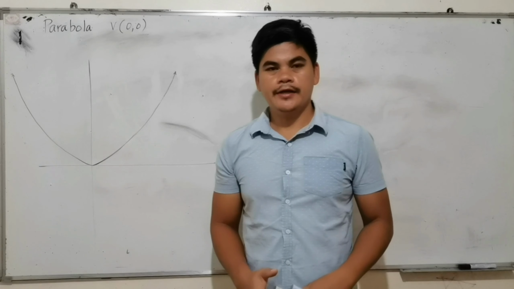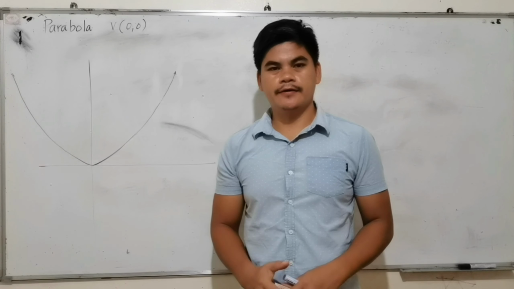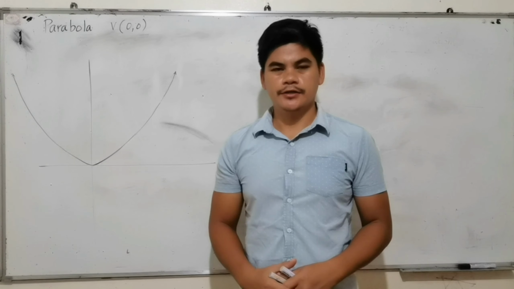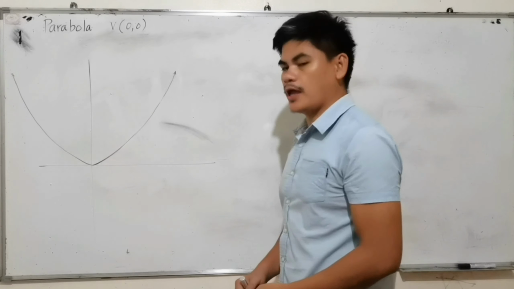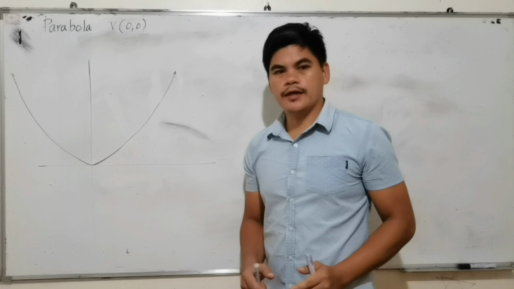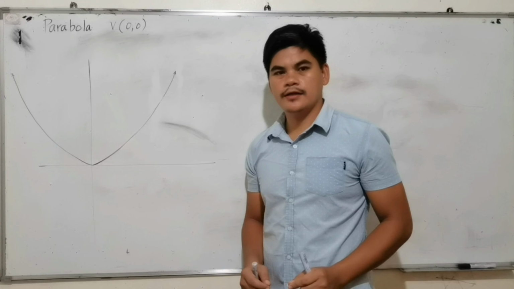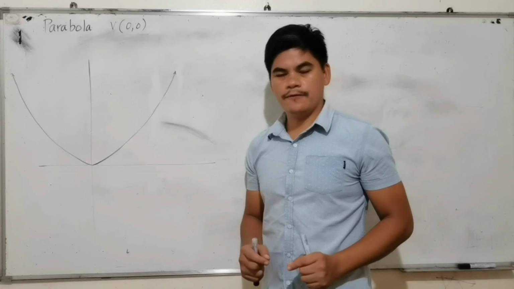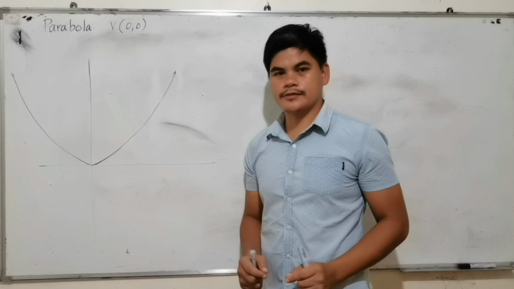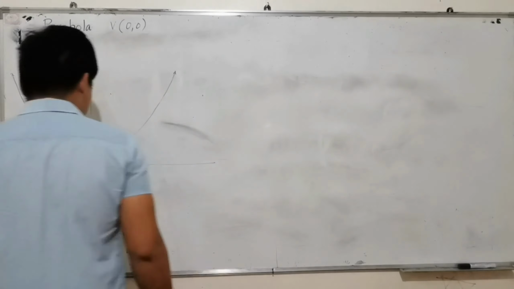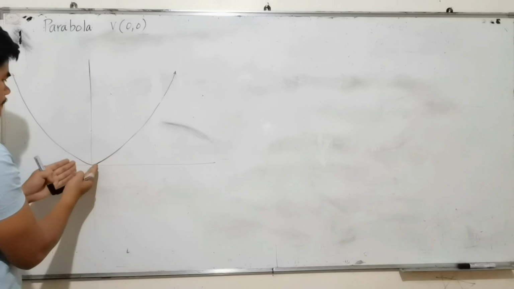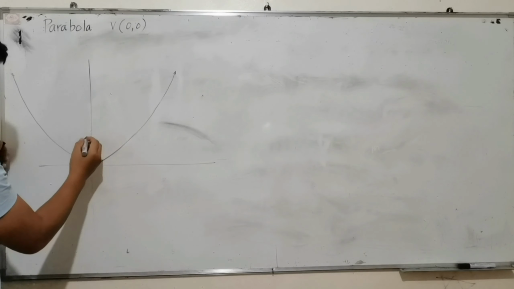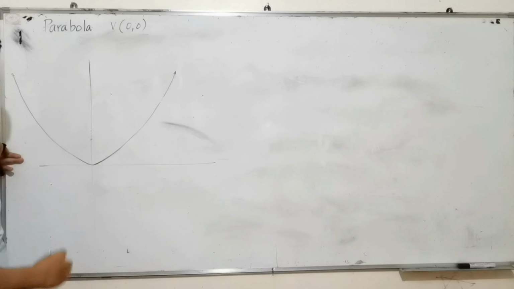Okay, today we will be learning about parabola at the vertex (0, 0). For example, here is a parabola that is opening upward. Take note, we have important characteristics of a parabola. A parabola has a focus and directrix. The focus is located where the graph opens. Since the graph opens upward, the focus is here, for example.